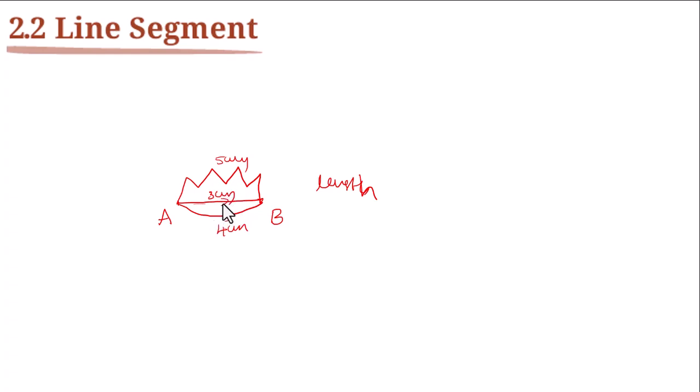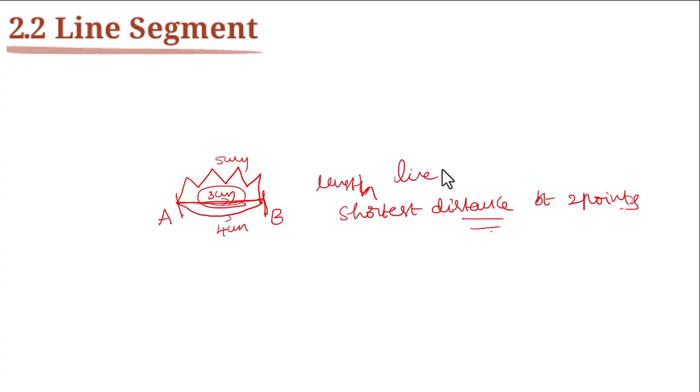Which is the shortest length? This is the shortest length. So if you take any 2 points, the shortest distance between 2 points, between 2 endpoints, is called a line segment.